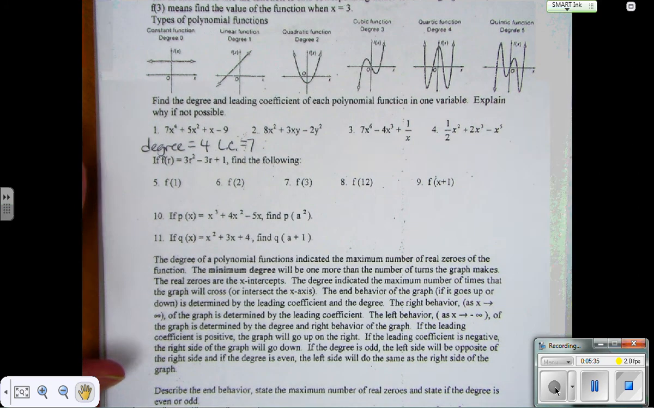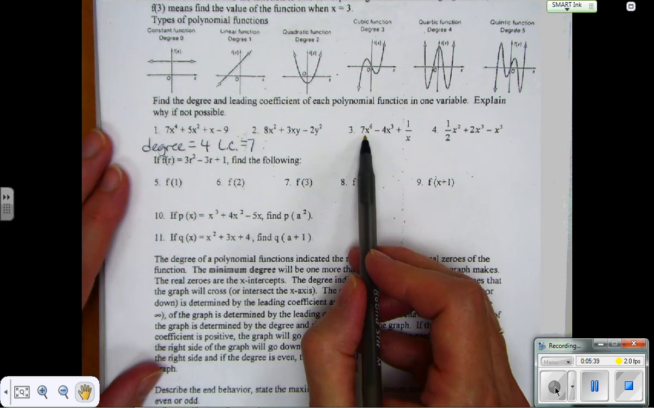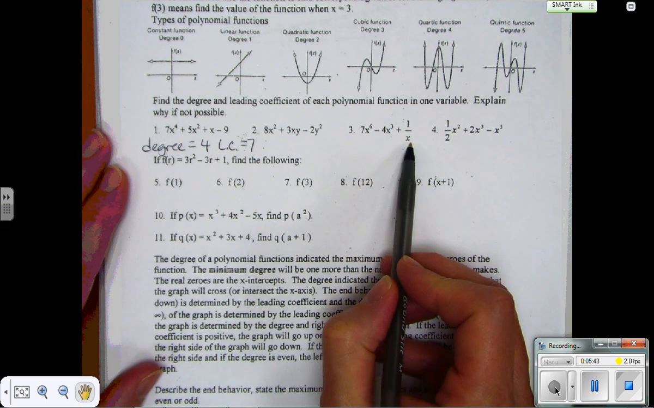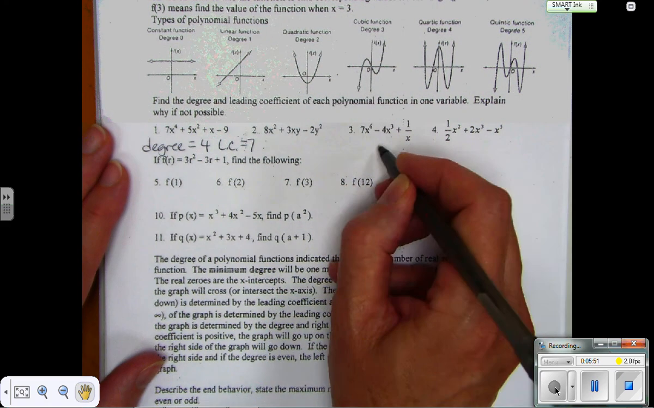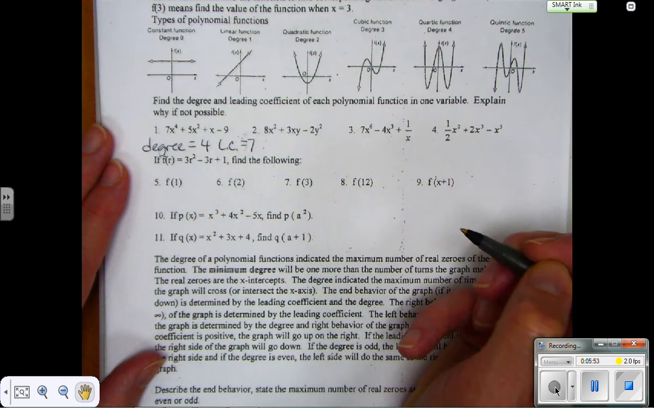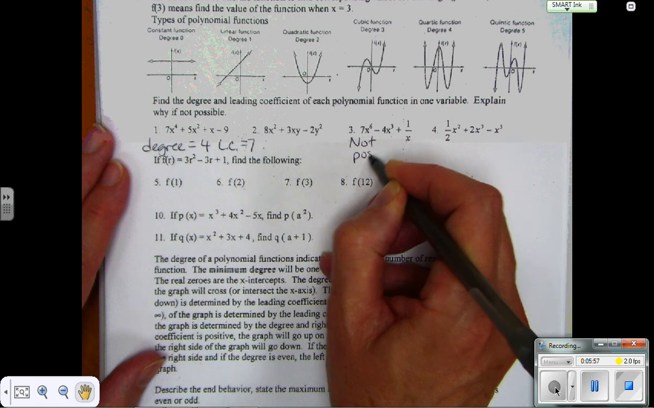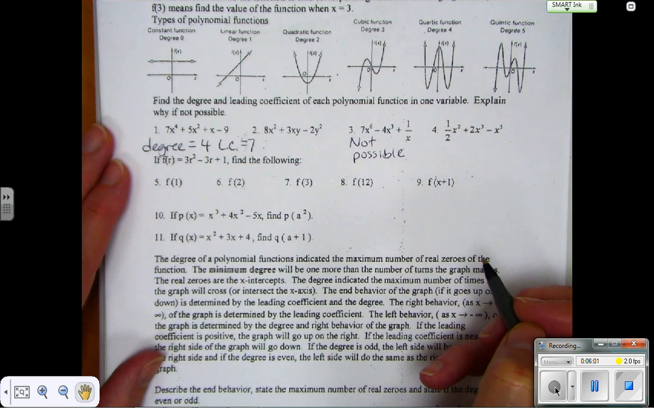Like on number 3, 7x to the 6th minus 4x to the 3rd plus 1 over x. Well, this one has x in the denominator, so that's not going to be a polynomial function. So that's just like no solution. It's not possible because x is in the denominator. And I don't have enough space here, but you could write x is in the denominator.